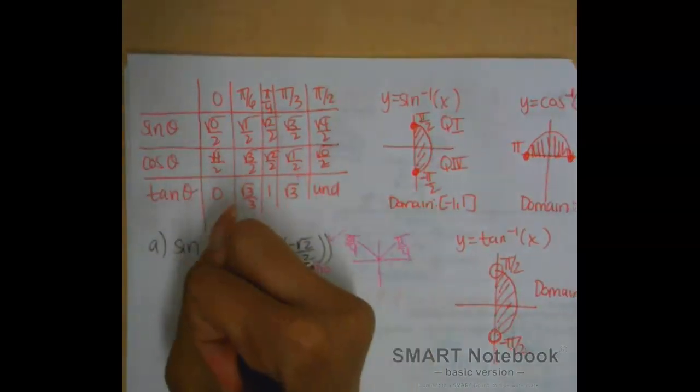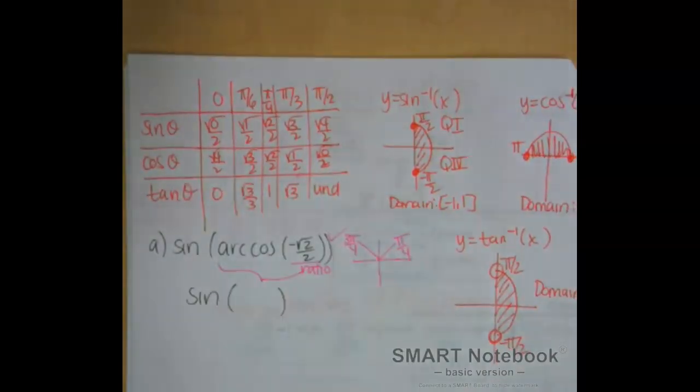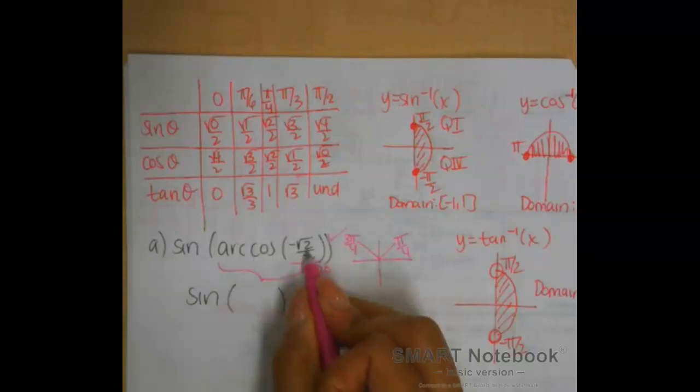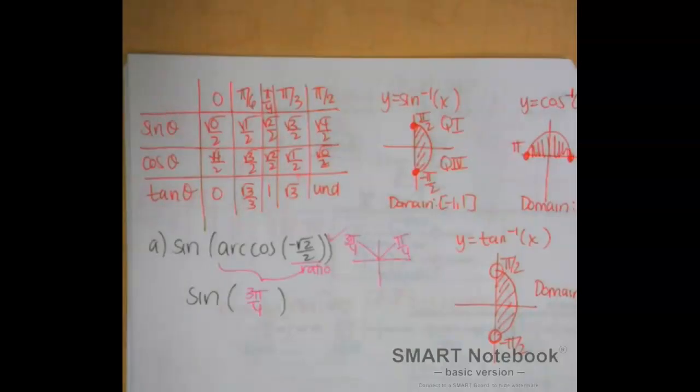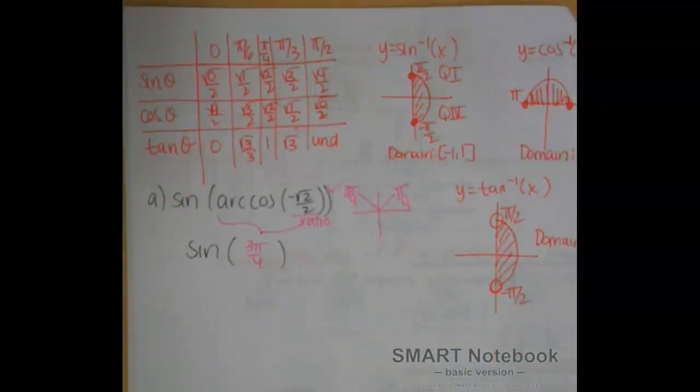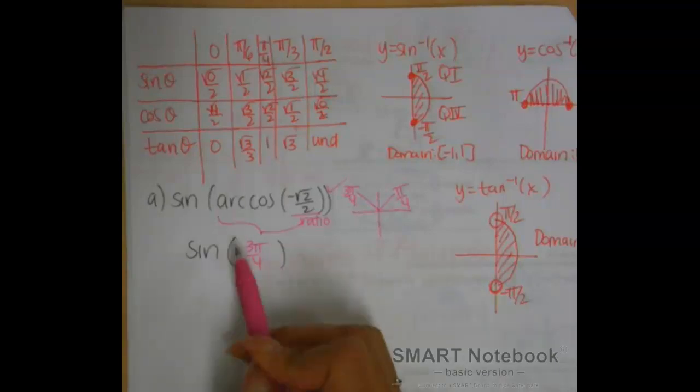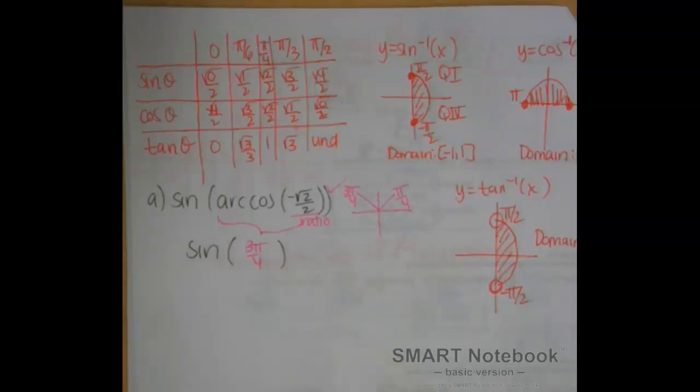So I'm going to rewrite sine. And in the parentheses, Jenny, what did you tell me arc cosine of negative square root 2 over 2 is? Perfect. That's the first step. Second step. Remember, sine, cosine, tangent, without the inverse, there's no inverse here. There's no restriction. So what is sine of 3 pi over 4?